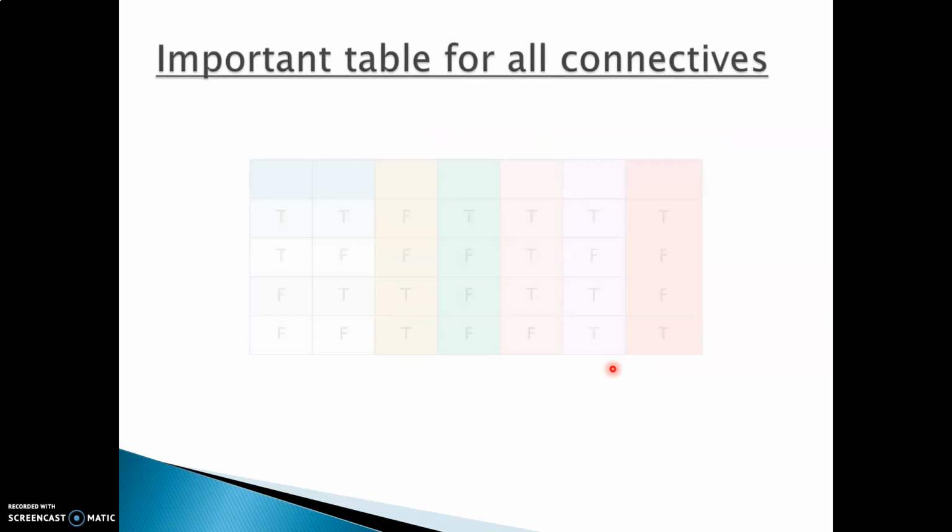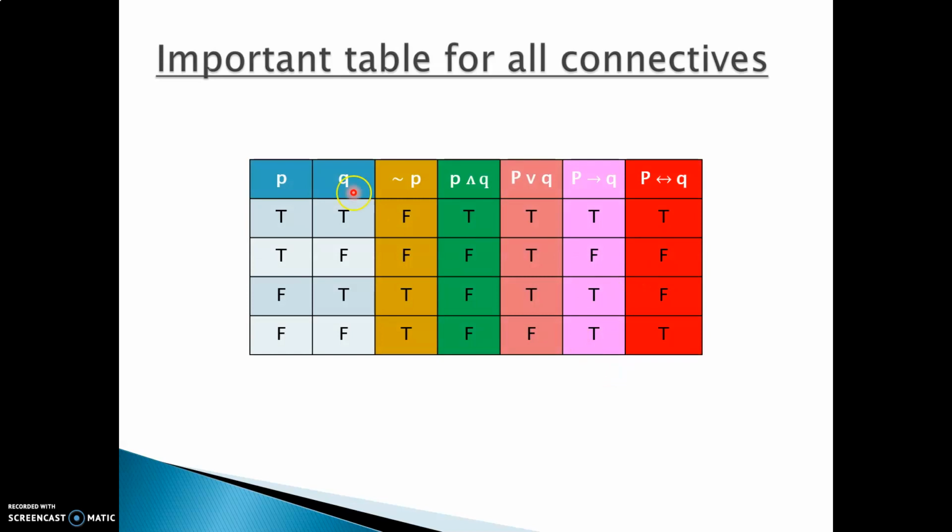Important table for all connectives. So we already studied the negation table, conjunction, disjunction, implication and double implication individually. This is the combined table. That's it.